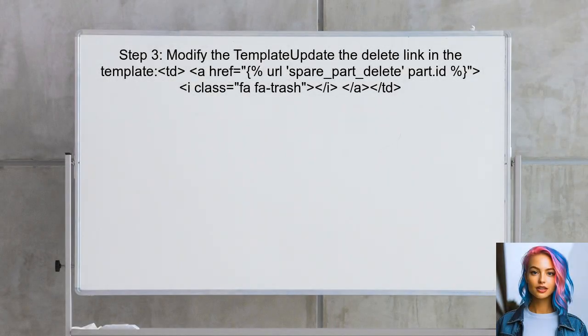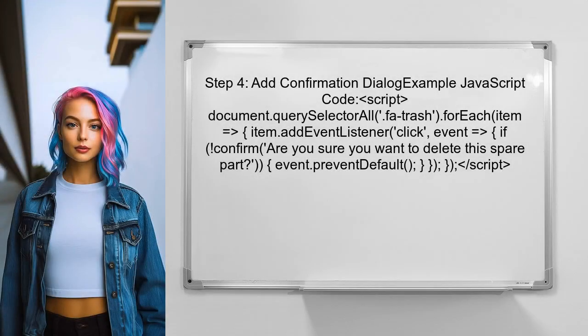Now, the user should modify the template to include a link that triggers the delete action. This link will point to the URL defined in the previous step. Finally, the user should ensure that the delete action is confirmed before proceeding. This can be done by adding a confirmation dialog in JavaScript.